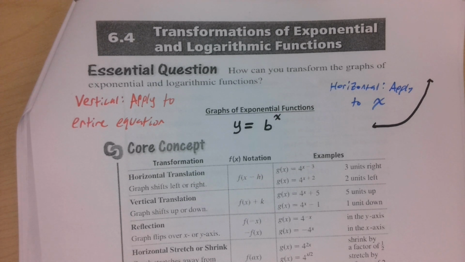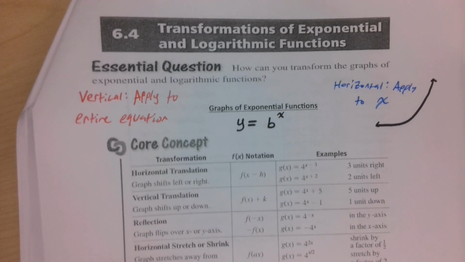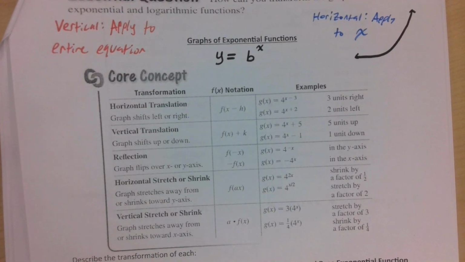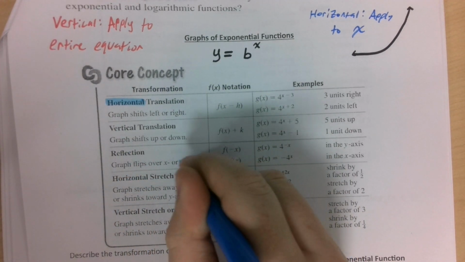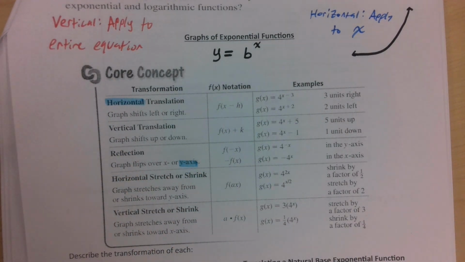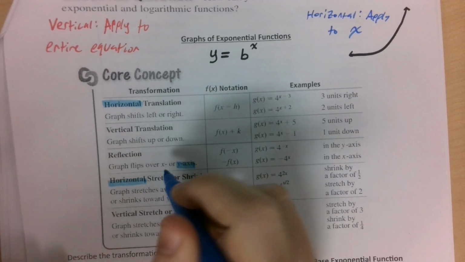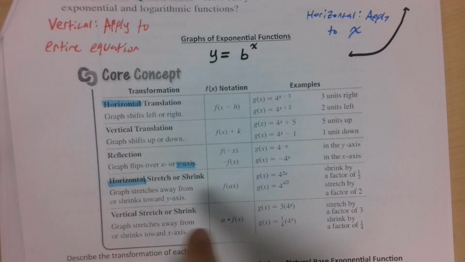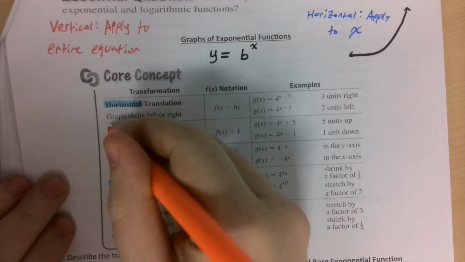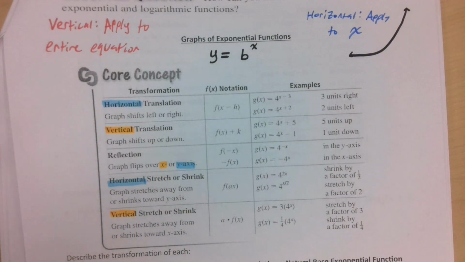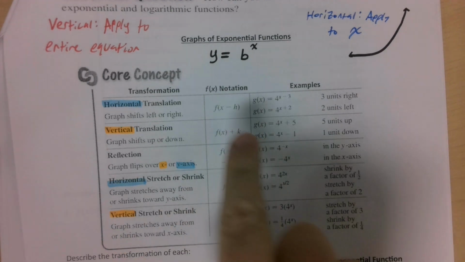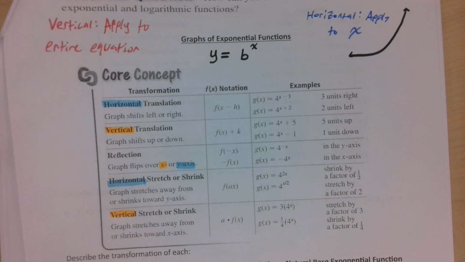So, as we go through and look at these, we should classify them as either a horizontal or a vertical. Things like a horizontal translation will obviously be horizontal. Things like a reflection over the y-axis are going to be horizontal as well. Horizontal stretches and shrinks, you got it, still horizontal. So these transformations are only going to affect our x values. Anything vertical, however, like a vertical translation, a reflection over the x-axis, or a vertical stretch or shrink, will be applying to the entire equation.